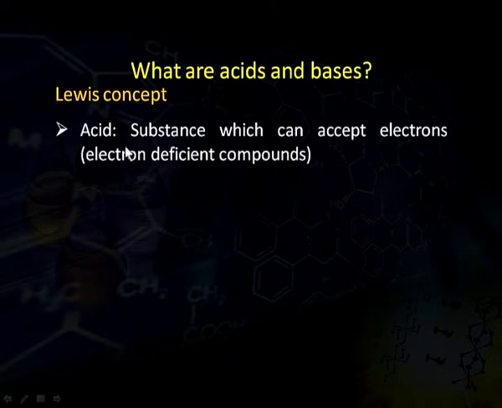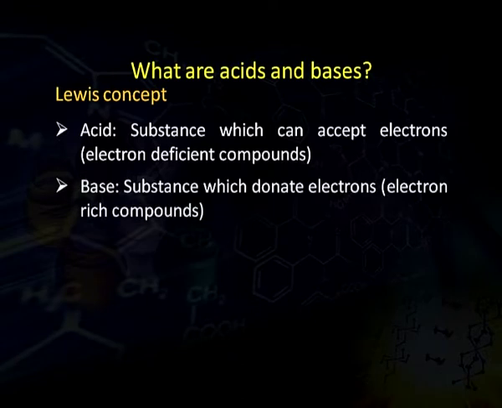According to the Lewis concept, an acid is a substance which can accept electrons. And who will accept electrons? Only those compounds which are electron deficient. Since these have a deficiency of electrons, they can easily take up electrons and hence behave as acids. While a base is a substance which donates electrons. These can donate electrons because they have extra electrons, that means they are electron rich compounds.